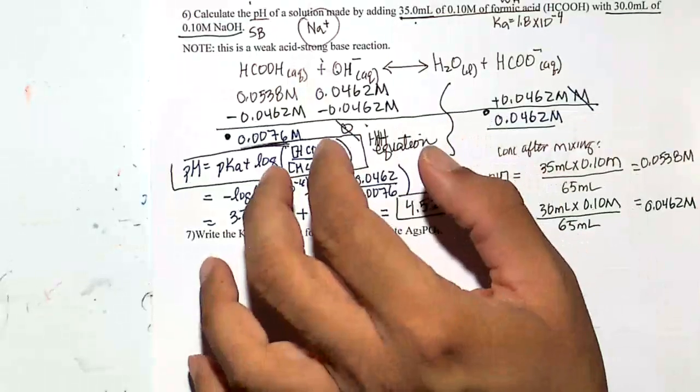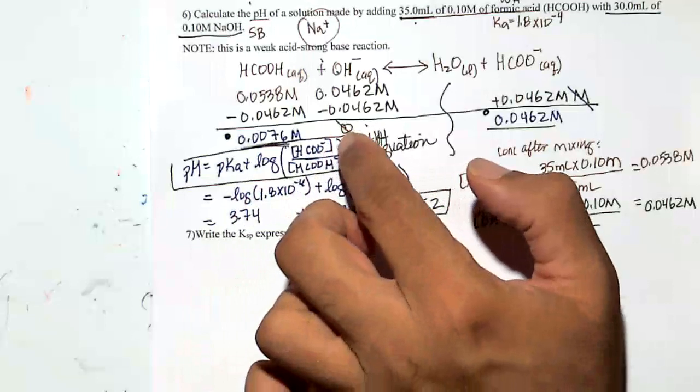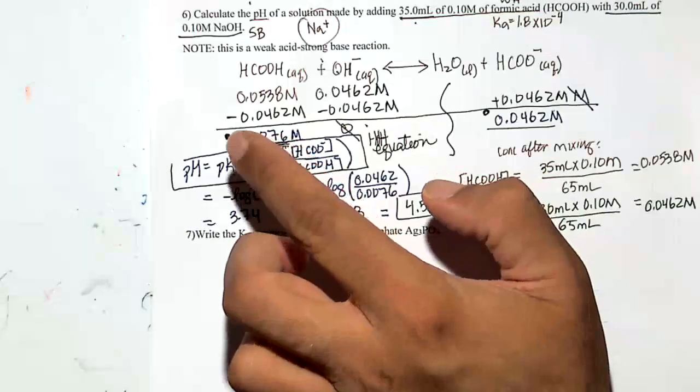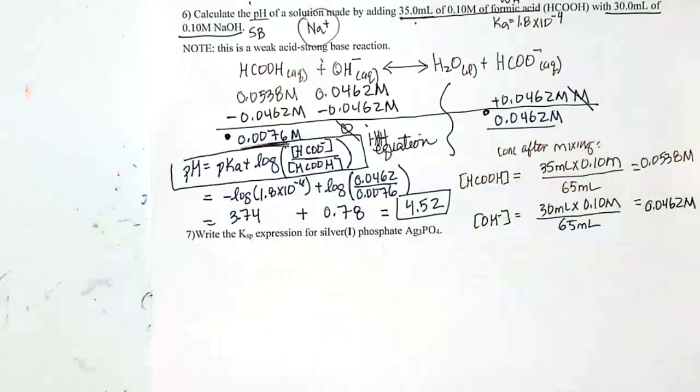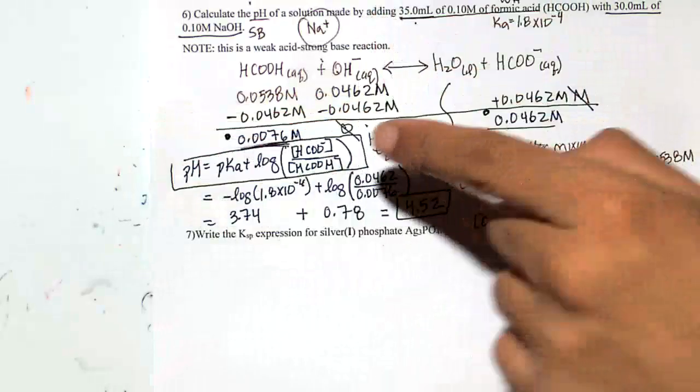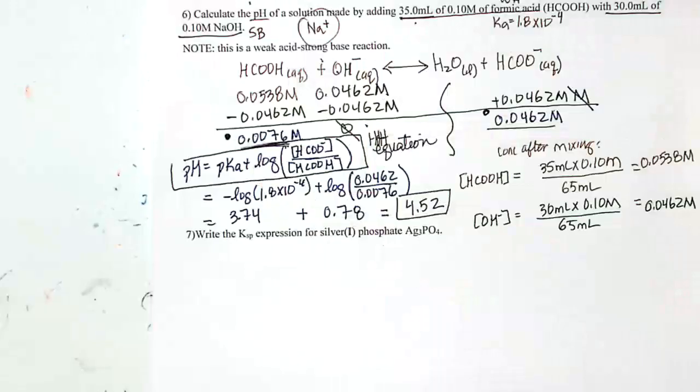What happens if this was the equivalence point? You had a 0 here, and imagine you had a 0 here. Then how would you calculate the pH? You'd use the reverse reaction. Yes, you'd use the reverse reaction.